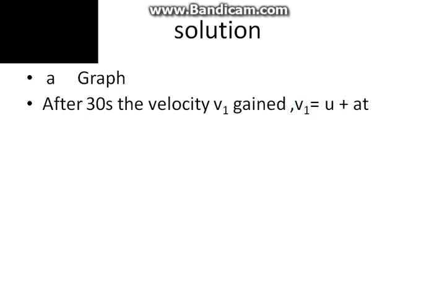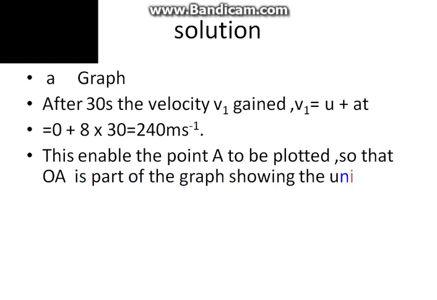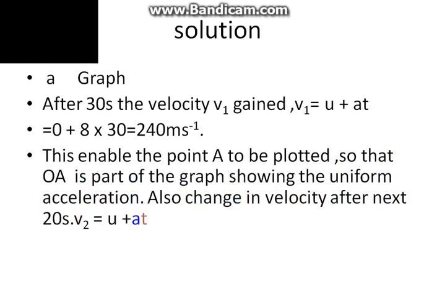Solution. (a) Graph. After 30 seconds, the velocity v1 gained, the final velocity, using the first equation of motion, we have v1 equals u, initial velocity, plus at, which is equal to, by substituting the values, 0 plus 8 times 30, which is 240 meters per second.